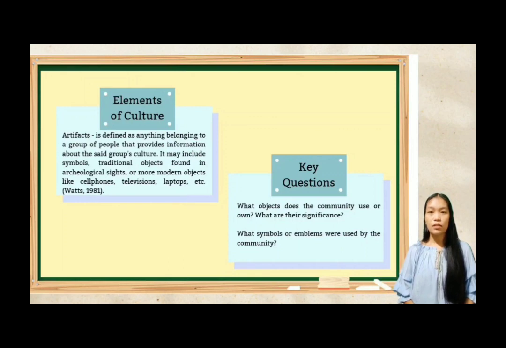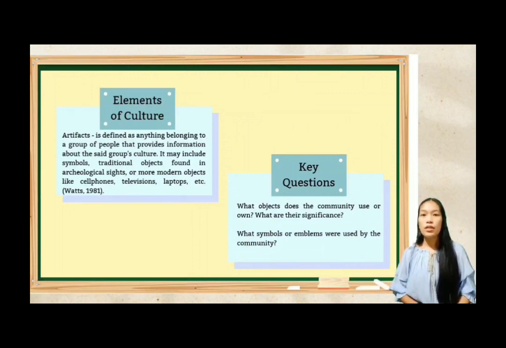Next are the artifacts. An artifact is defined as anything belonging to a group of people that provides information about the said group's culture. It may include symbols, traditional objects found in archaeological sites, or more modern objects like cell phones, televisions, laptops, and so on. Here are some of the key questions. What objects does the community use or own? What is their significance? What symbols or emblems are used in the community?